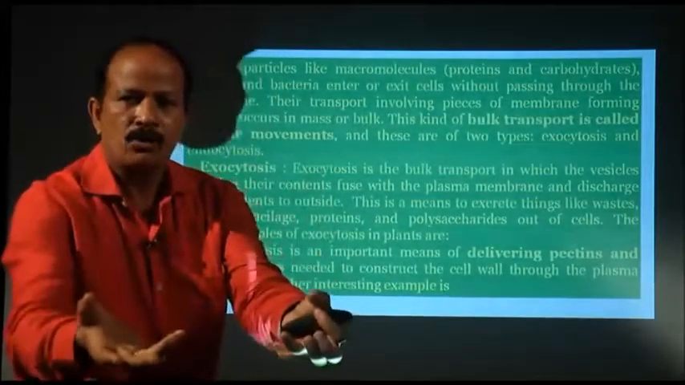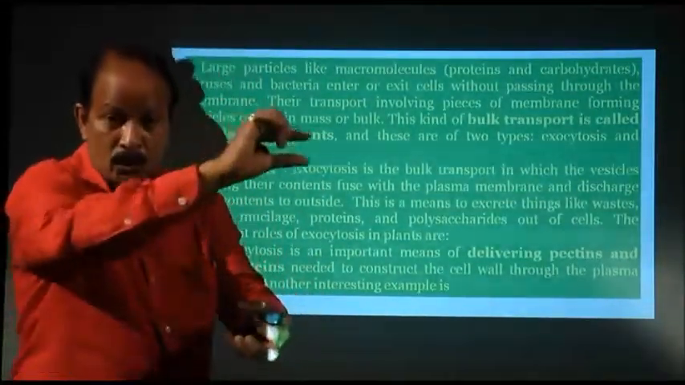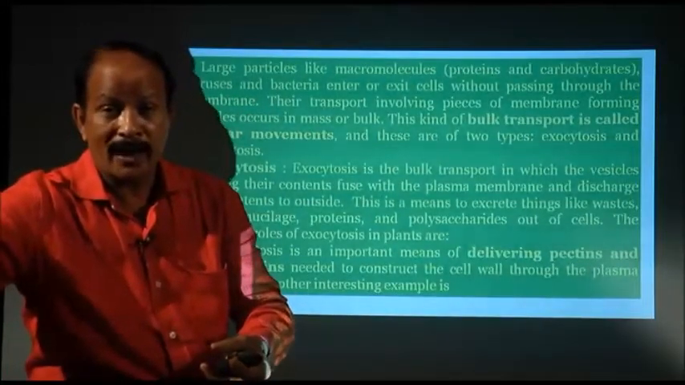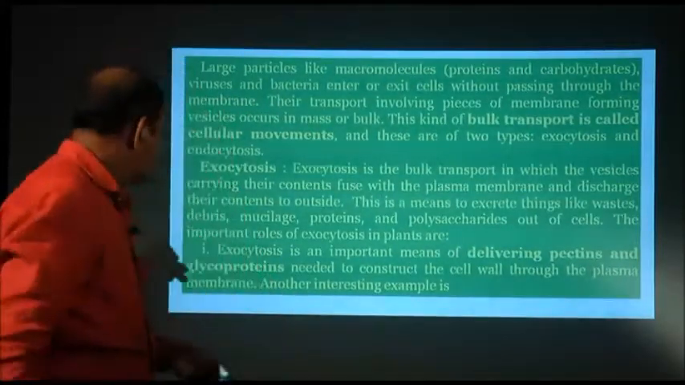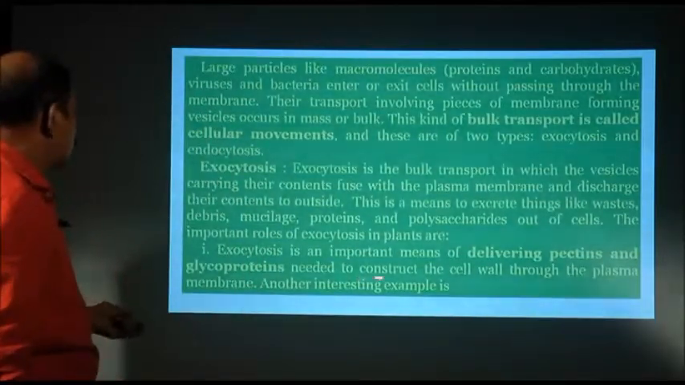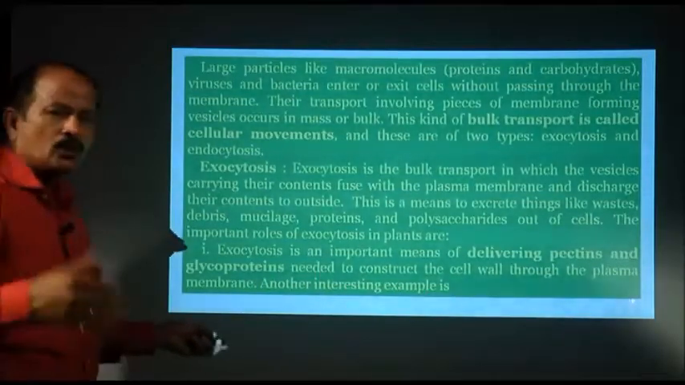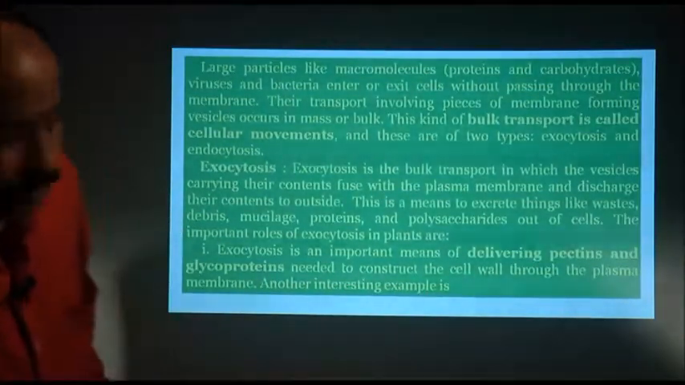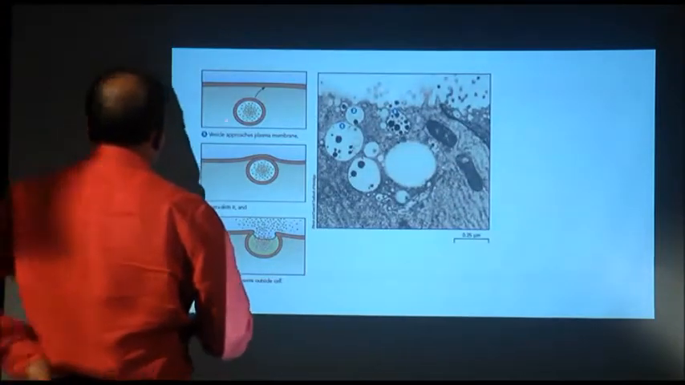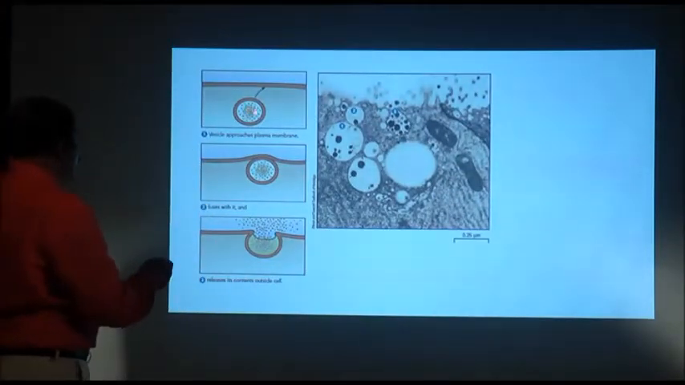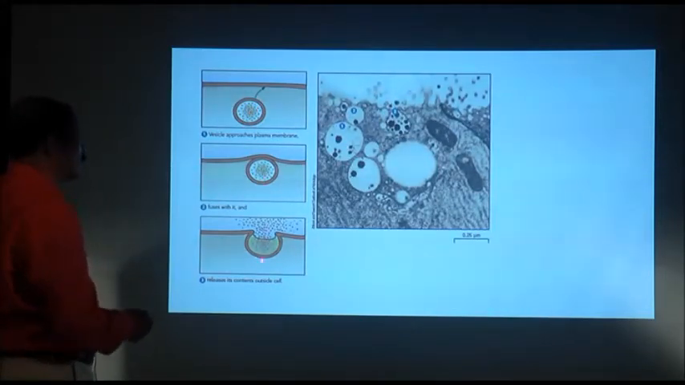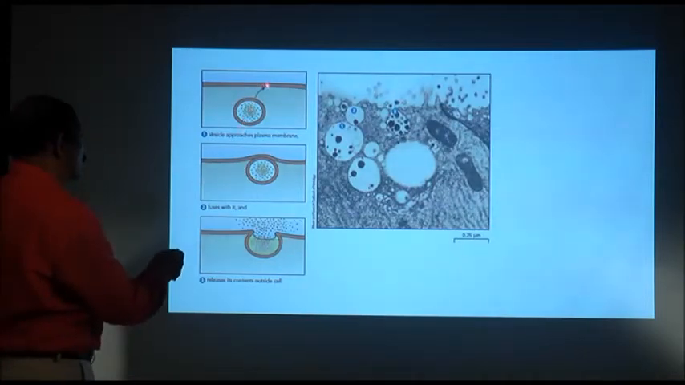They pour their secretion, they pour their content to the duct, exocrine glands, the salivary gland. Okay. So, exocytosis is an important means of delivering glycoproteins to the cell wall regions. Now, you can see this here. This is a vesicle carrying the secretory substances. This is the first step, this is the second step, this is third step. You see, this goes and fuses here. This is membrane and this is membrane. This is phospholipid, this is phospholipid.